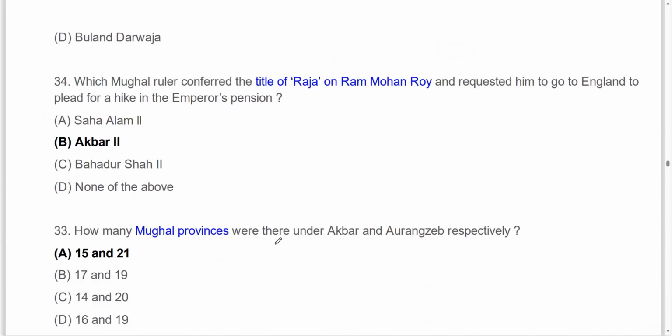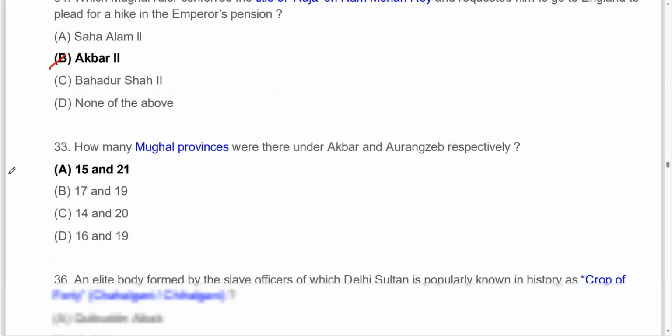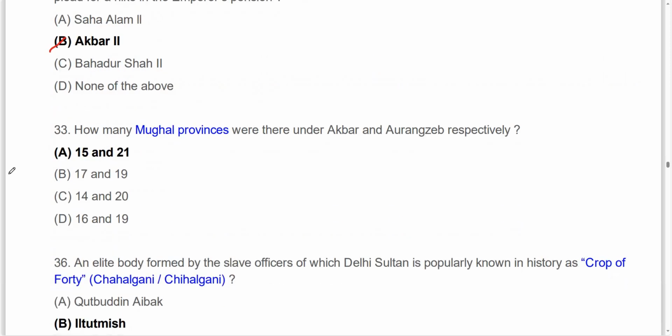Moving on to the next question, which Mughal ruler conferred the title Raja on Ram Mohan Roy and requested him to go to England to plead for a hike in the emperor's pension? Akbar II was the one who gave the title to Ram Mohan Roy. How many Mughal provinces were there under Akbar and Aurangzeb respectively? Under Akbar there were 15 and under Aurangzeb there were 21. Moving on to the next question.